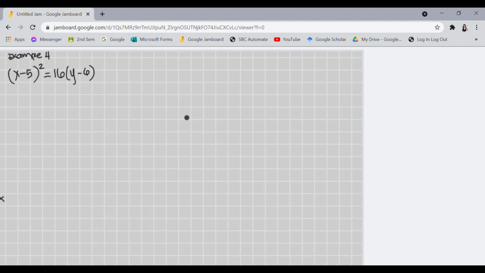Example is given with the equation (x minus 5) squared is equal to 16 times (y minus 6). Technically this follows the pattern of the standard equation, (x minus h) squared is equal to positive or negative 4p times (y minus k). So this is the standard form of the equation.